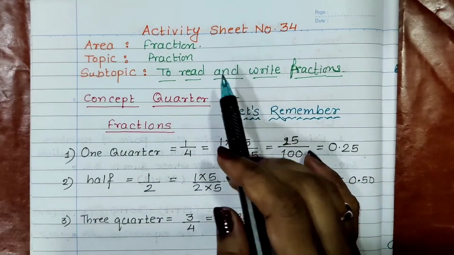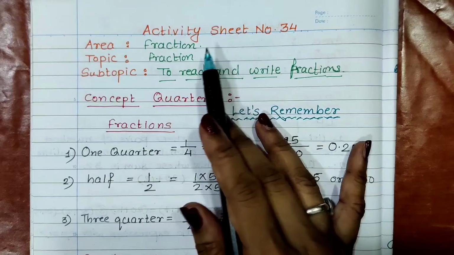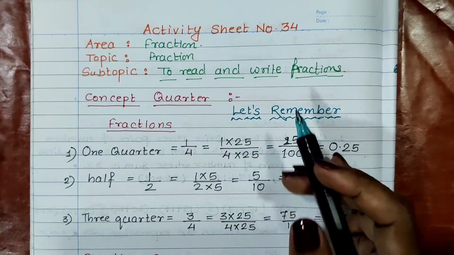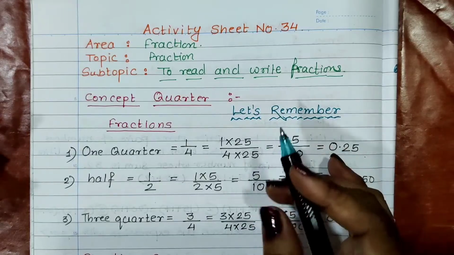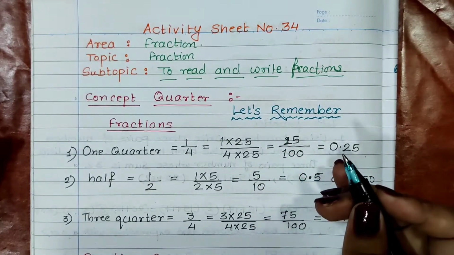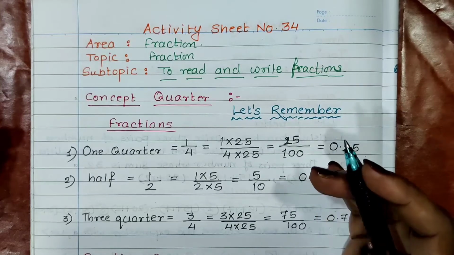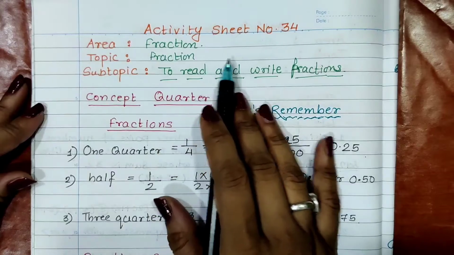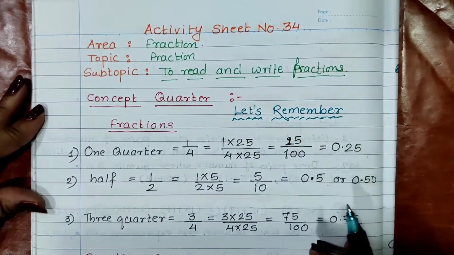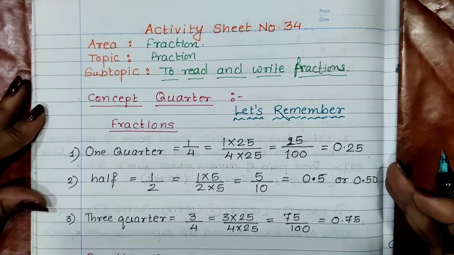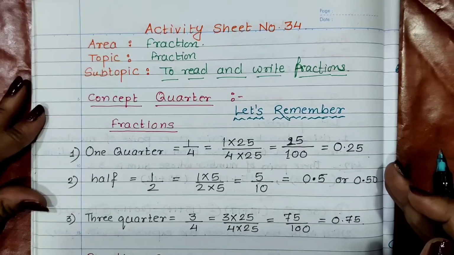Children, now we have come to day 34. We will be solving activity sheet number 34. So children, for day 34, the printed PDF material is not available in English. That's why I am explaining day 34, that is activity sheet number 34, directly from my notebook. So you all can take screenshots and then solve in your notebook.